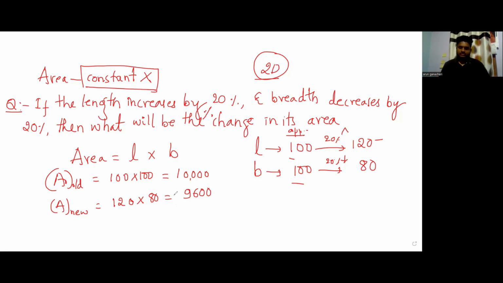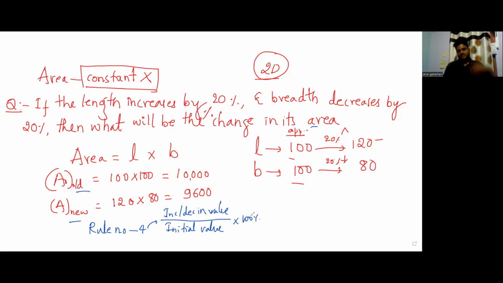I'll tell you how to do this fast also, but first understand the concept. What we are doing here: we calculated the old area, then we calculated the new area. Now we want the percentage change in area. How will you calculate any percentage change? We'll use rule number 4. What does rule number 4 say? Rule number 4 says increase or decrease in value divided by initial value into 100%.